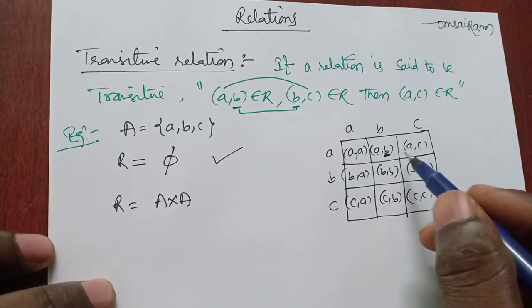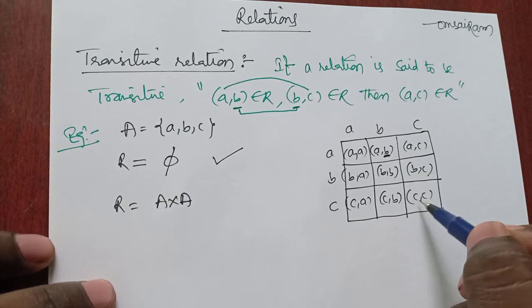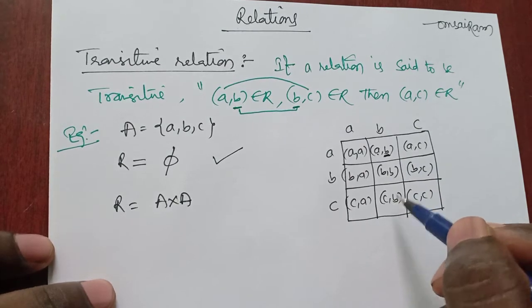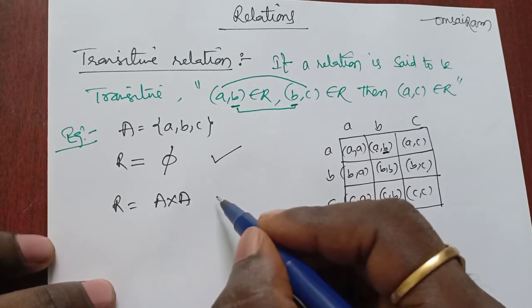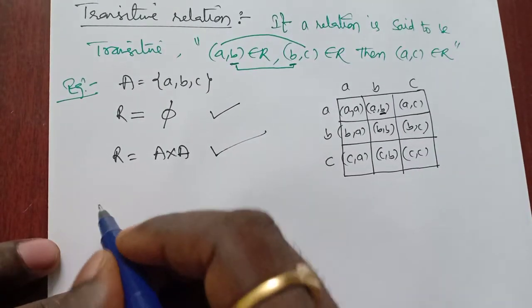So please check all this. If (c, b), (b, c), now we have (c, c). (c, b), (b, b), we have (c, b). (c, b), (b, a), so we have (c, a). So no problem with A cross A. That's why it obeys the transitive relation.